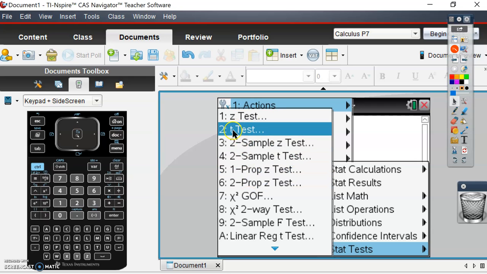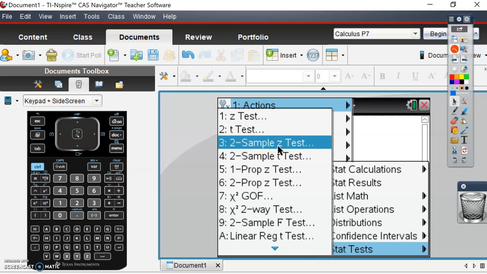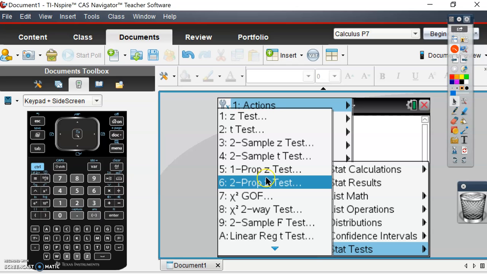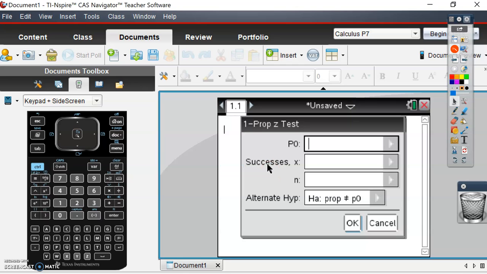2 and 4 is for quantitative data. Notice the T. I referred to it earlier. We would do our test statistic as T equals. That's how we know it's quantitative. For the 1 prop or 1 proportion z-test and 2 prop z-test, that is categorical. So we're going to use the 1 proportion z-test. We haven't seen a 2 proportion yet. We're going to do a 1 proportion z-test, and we're going to type in the numbers.